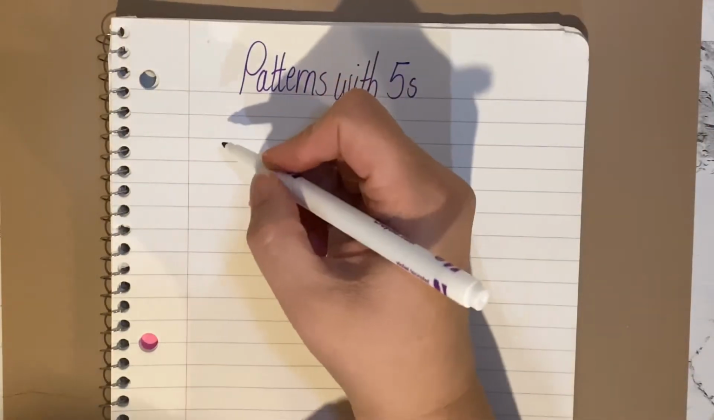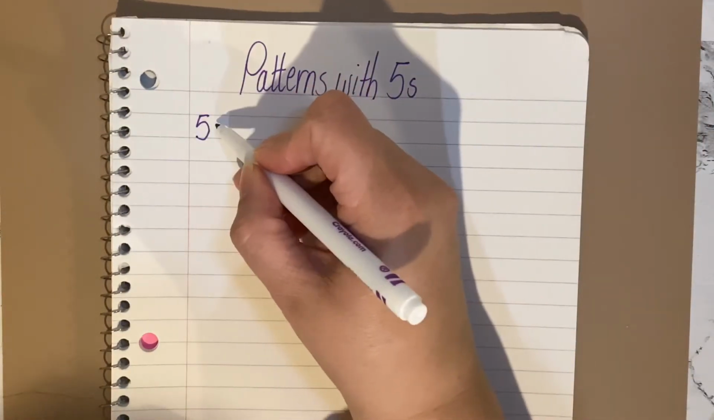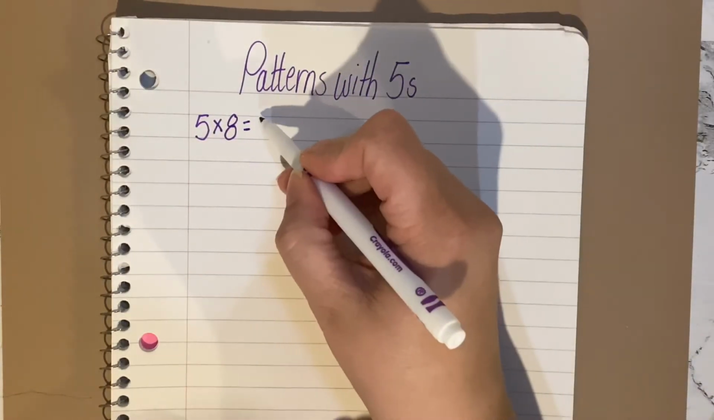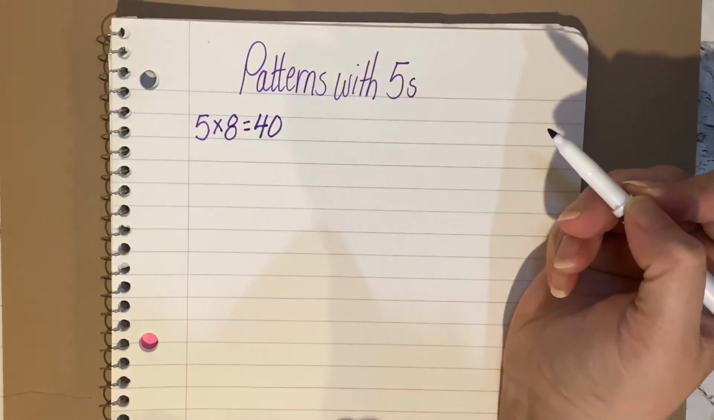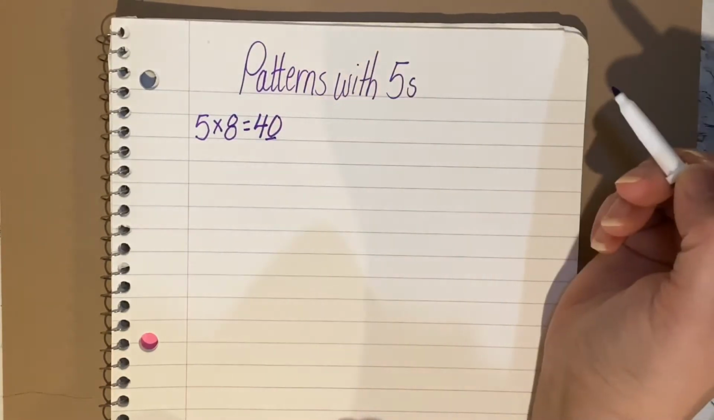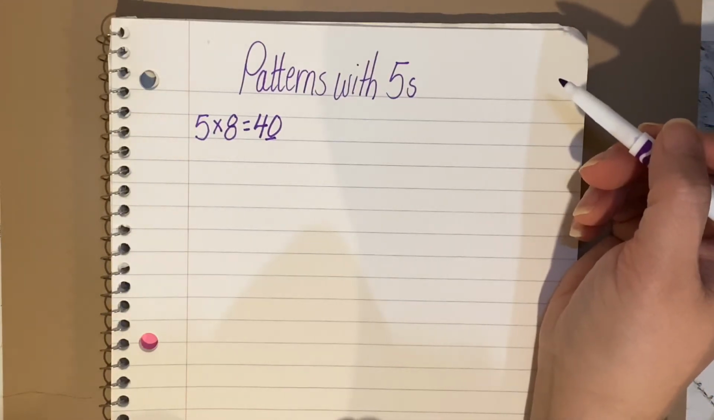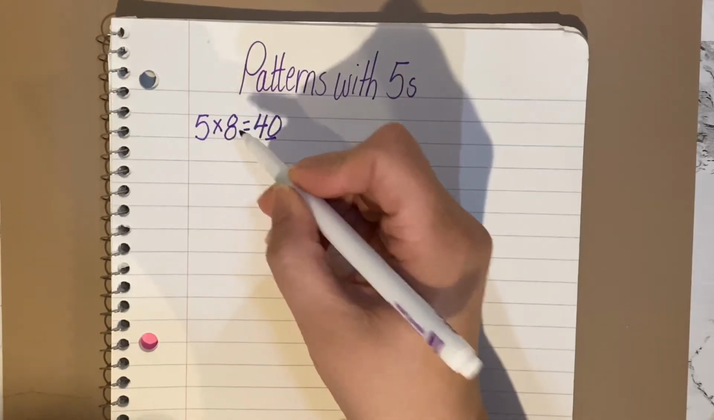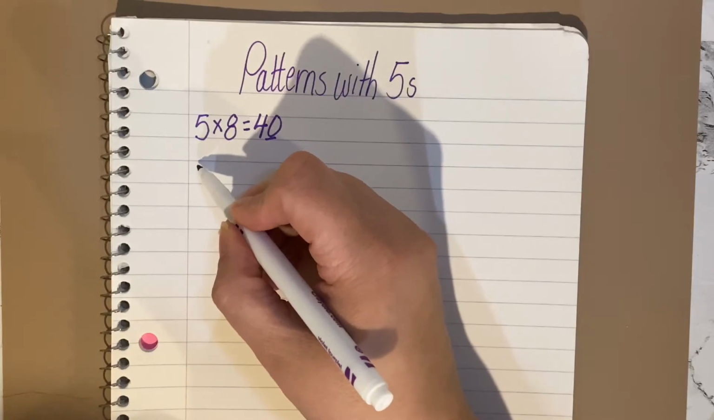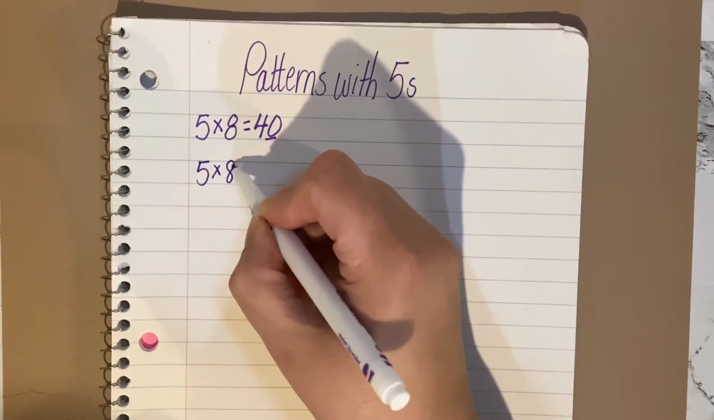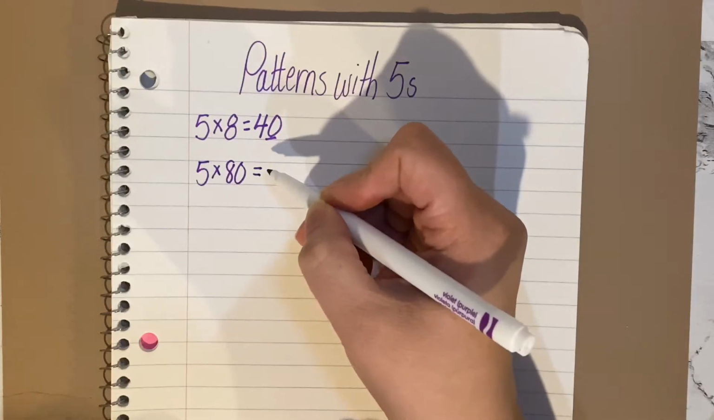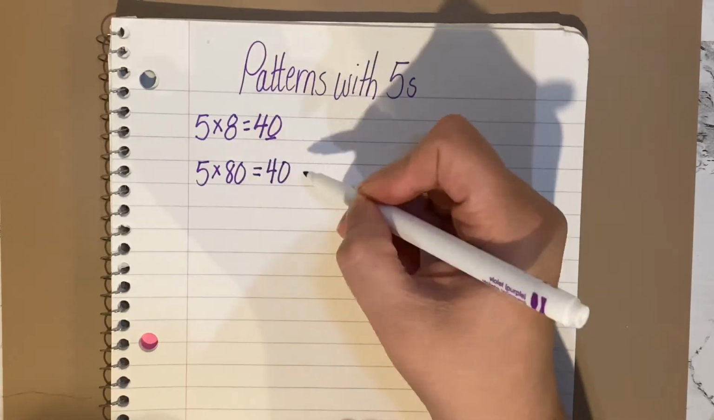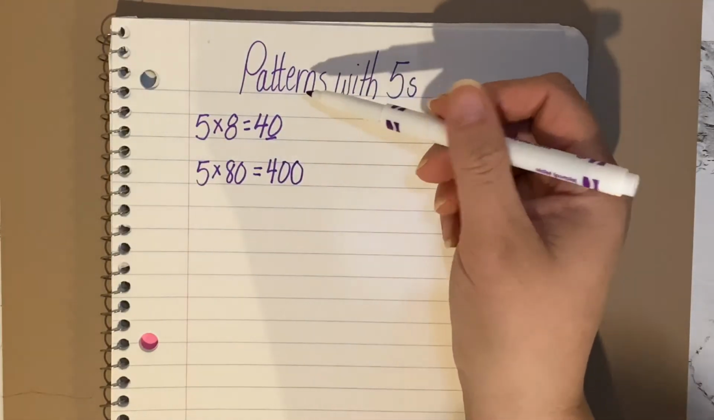Now you know that when you multiply 5 by a number, you will oftentimes get a product that has a 0 in it. So that 0 can be confusing when you're multiplying by powers of 10. So for example, if we brought that 8 to 80, we would have 5 times 80. 5 times 8 is 40, and you have to multiply that by 10, which would make it 400.